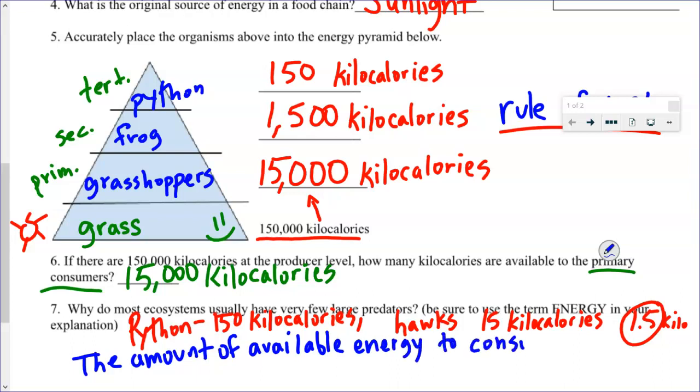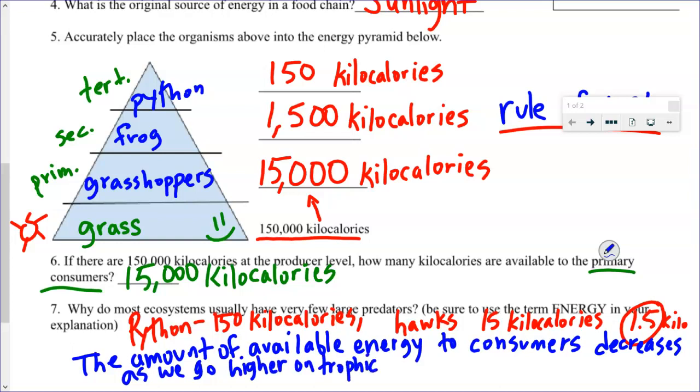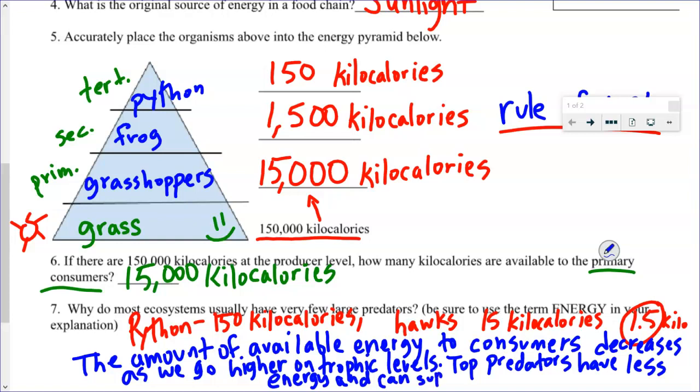The amount of available energy, here's your answer, the amount of available energy to consumers decreases as we go higher on the trophic levels. Okay, so the top predators have less energy. Which means they can only support a smaller population.